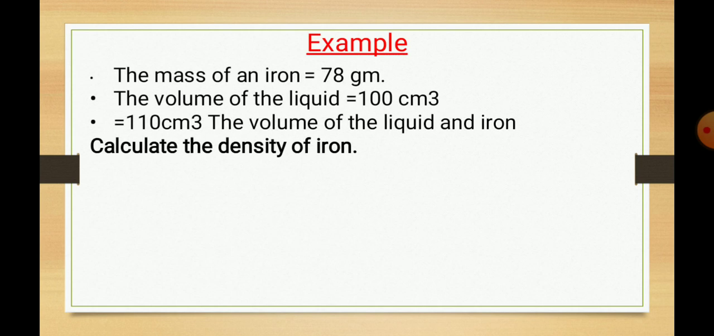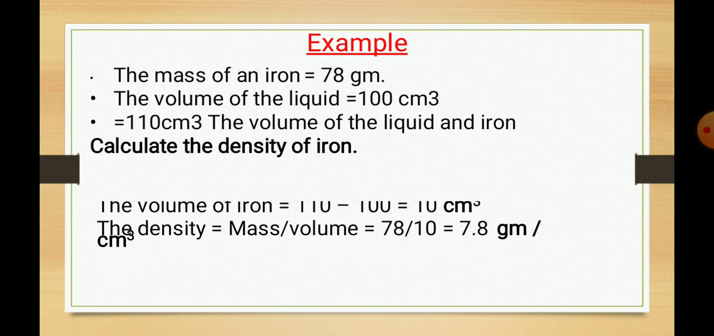For example, the mass of an iron piece equals 78 gram and the volume of the liquid equals 100 cubic centimeter. So the volume of the liquid and iron together equals 110 cubic centimeter. Calculate the density of iron.